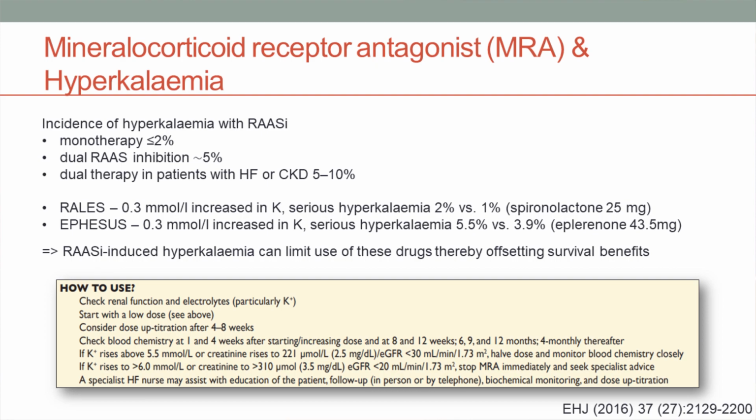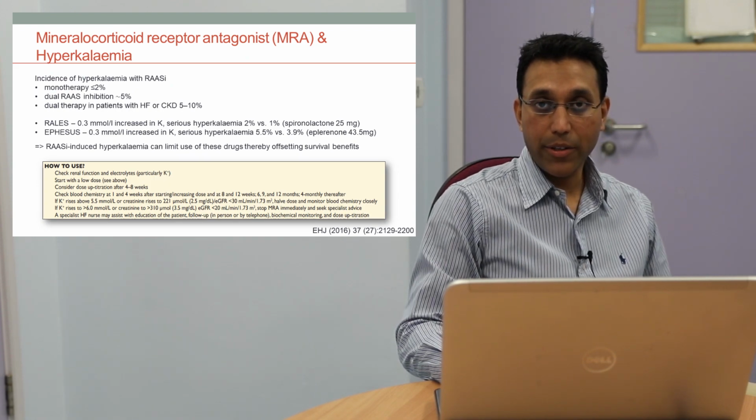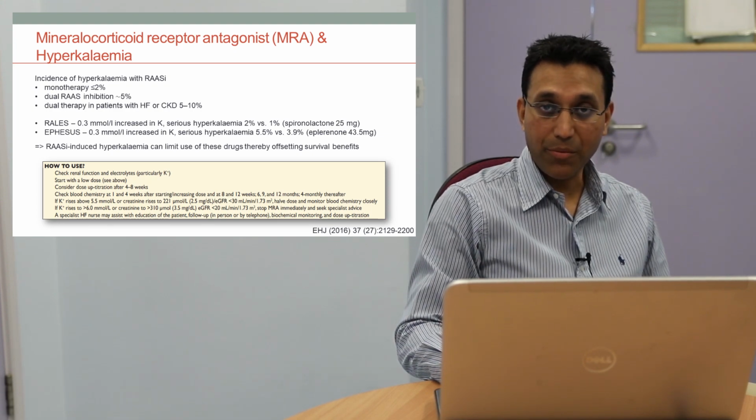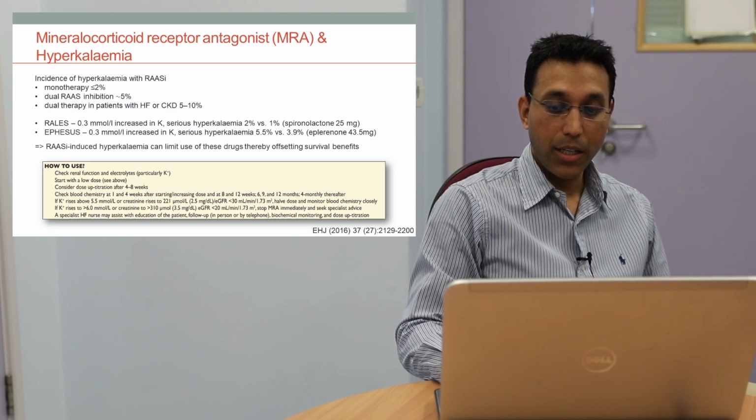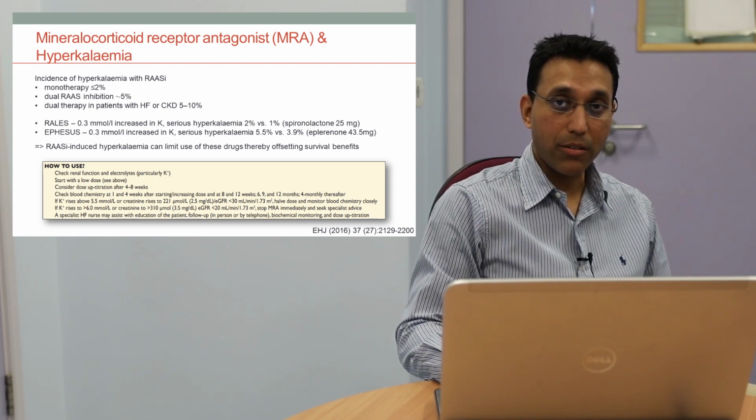The RALES investigators actually did a dose-finding study to assess rates of hyperkalemia with spironolactone, and they noted dose-dependent increases in hyperkalemia with an increasing dose of spironolactone. So it was about 5% with the 12.5 milligram dose, 13% with the 25 milligram dose, rising to 20% with the higher dose of 50 milligrams. And for that reason, I think spironolactone 25 milligrams was chosen as the ideal dose in the RALES trial.